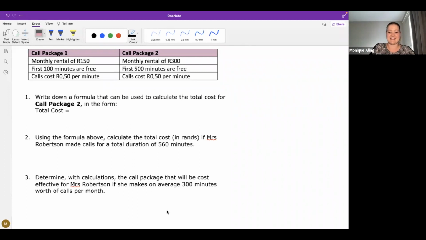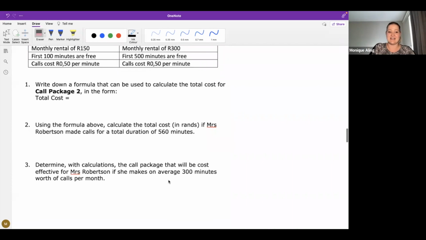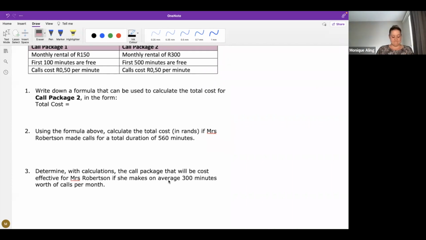Ma'am, I say the most cost-effective call package will be package 2, because for 300 minutes with package 1 he'll have to pay 250 rand, and with package 2 he'll have to pay 200 rand. So I say package 2 is more cost-effective. Okay, so for package 2, did you say your answer was 200 rand or 300 rand? 200, ma'am.